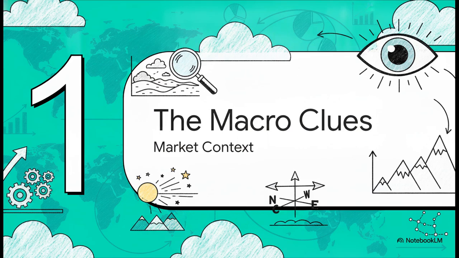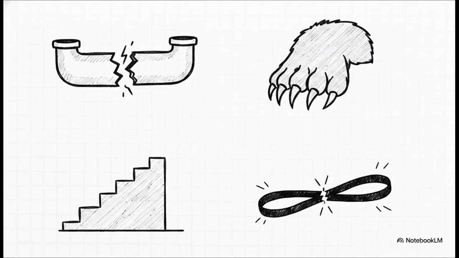Section 1. Analyzing the market context, the macro clues. Okay, before we can even think about doing our specific candlestick pattern analysis, which is the micro stuff, we absolutely have to understand the broader environment we're operating in. I mean, you wouldn't try to predict the weather by staring at one single cloud, right? You have to look at the whole sky. So let's look at how systematically the evidence stacks up here.